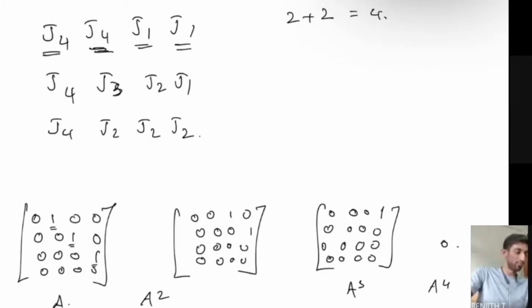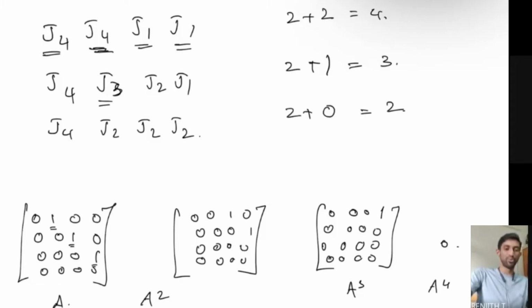Its rank will be 4. What will be the rank here? Square of J4 will give rank 2. Square of J3 will give rank 1, and it will be 3. Here it will be 2 plus 0, which is equal to 2.